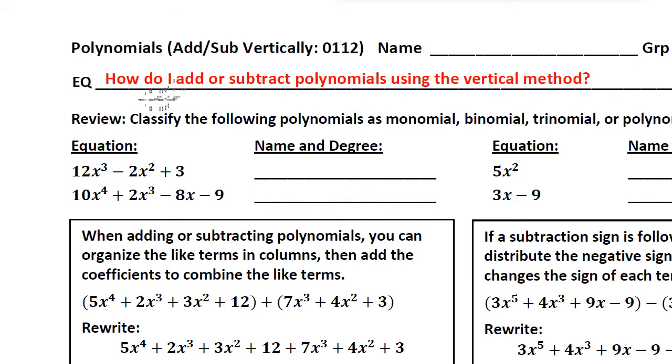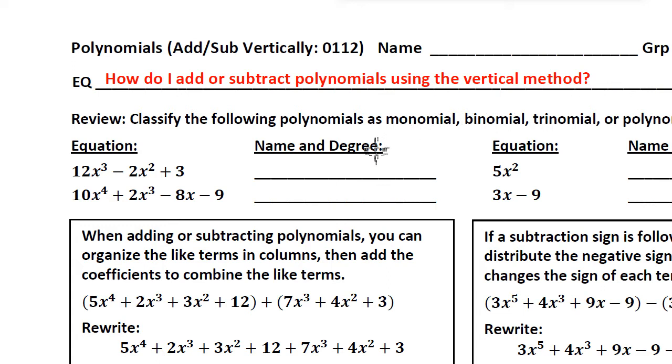So here's our essential question for today. How do I add or subtract polynomials using the vertical method? So we're going to learn the vertical method first. It takes a little bit longer to set up the vertical method, but for some people it's just easier to organize things, and it helps them make fewer mistakes.